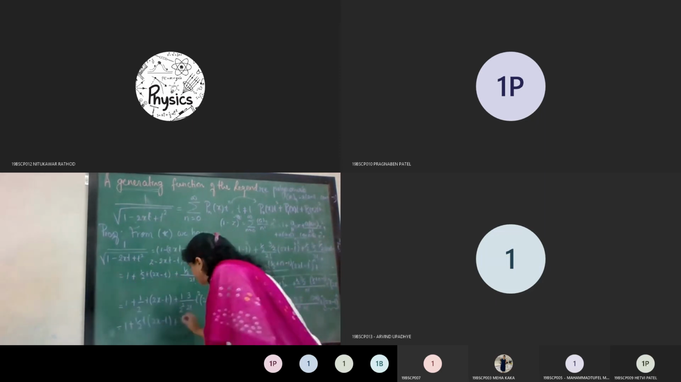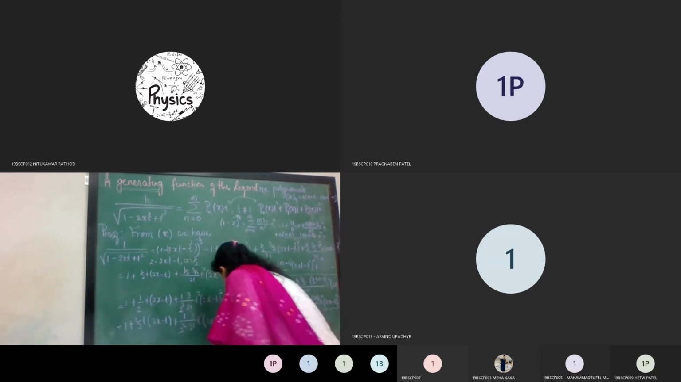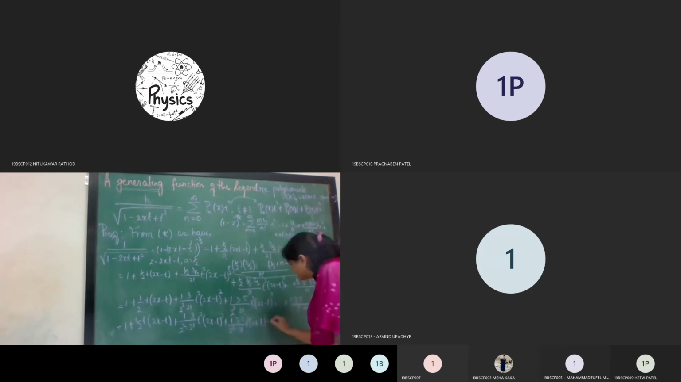All these terms will remain as they are. 1 by 2 into 1 factorial t, (2x minus t), plus 1 into 3 by 2 square into 2 factorial t square (2x minus t) whole square, plus 1 into 3 into 5 by 2 cube into 3 factorial t cube (2x minus t) raised to 3, plus up to plus 1 into 3 into 5 up to 2n by 2 raised to n factorial t raised to n, which is already there.